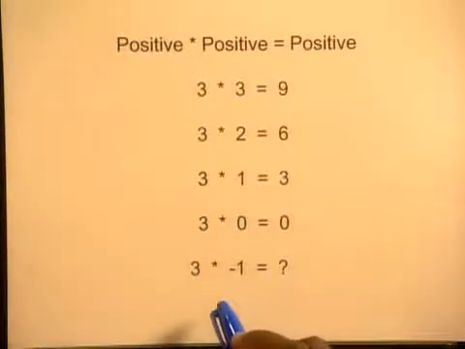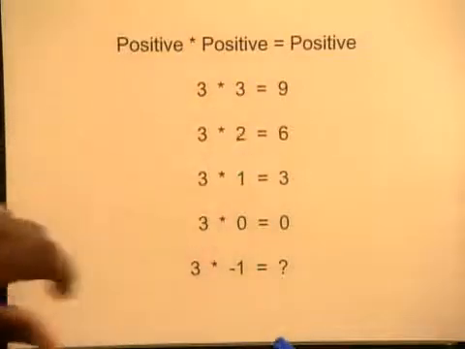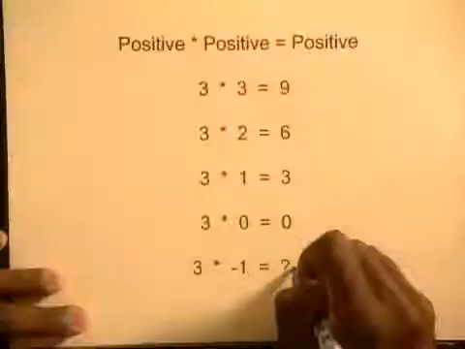So let's look at this number problem here. 3 times negative 1 should give us what, if these are decreasing by 3 each time? Negative 3. There you go. Perfect. Negative 3. You know what? You just discovered a brand new math fact.